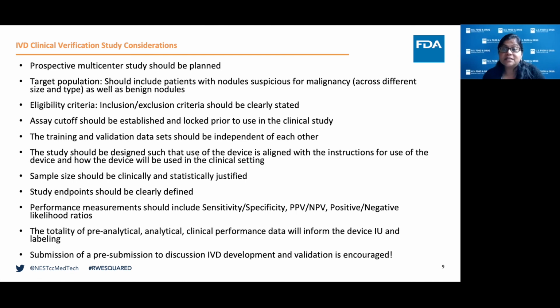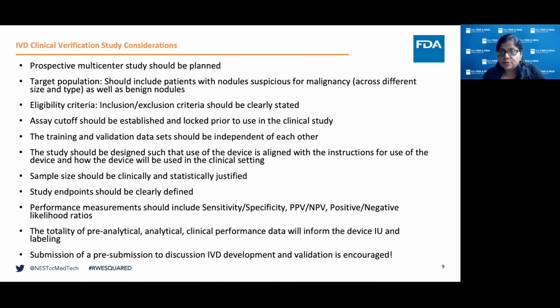And very importantly, the study should be designed such that the use of the device is aligned with the instructions for use of this test, as well as it is aligned with how the device would be used in the clinical setting for patient evaluation purposes. The clinical study should really be completely consistent with how the device is going to be used in the clinical setting. In addition, as I mentioned, the sample size should be clinically and statistically justified, and the endpoints should be clearly defined. The performance measures for this type of tests should be in the way of sensitivity, specificity, positive and negative predictive values, and so on.